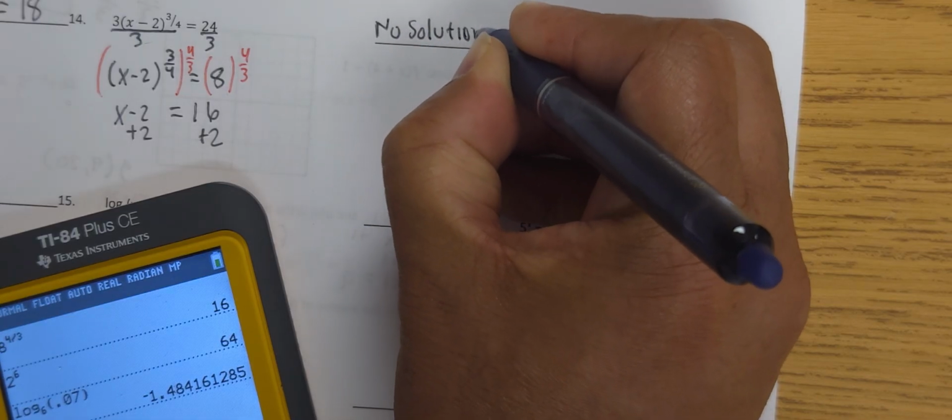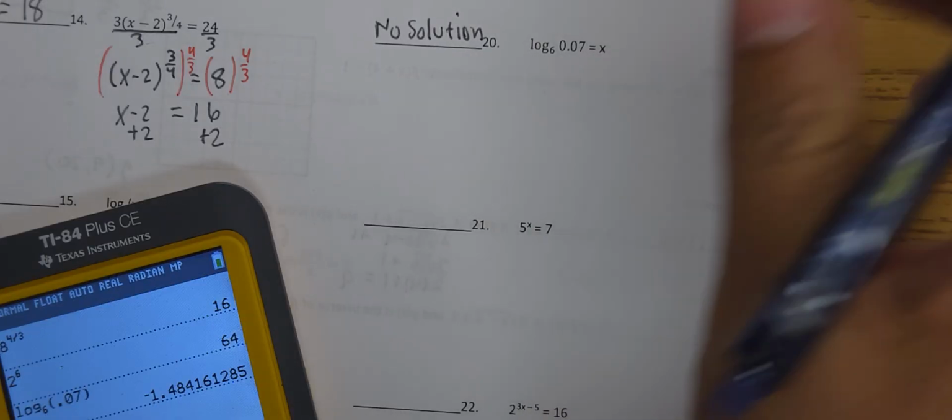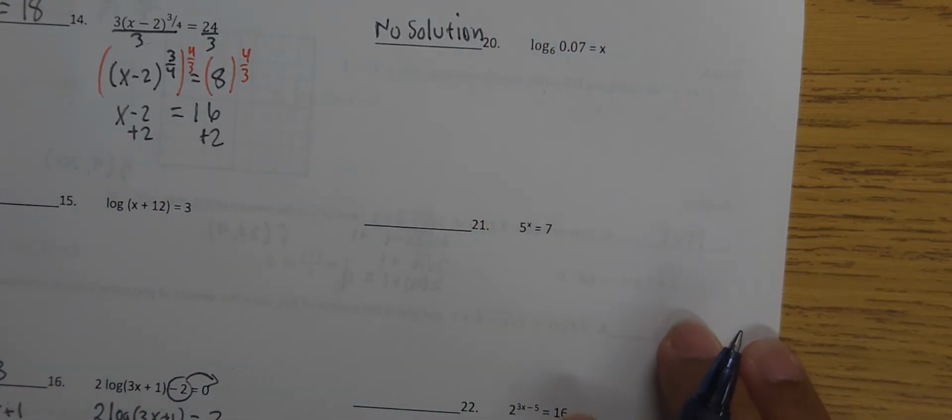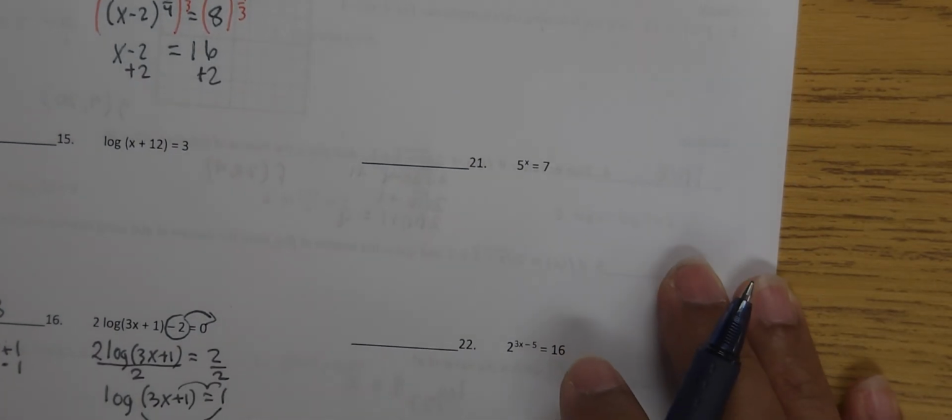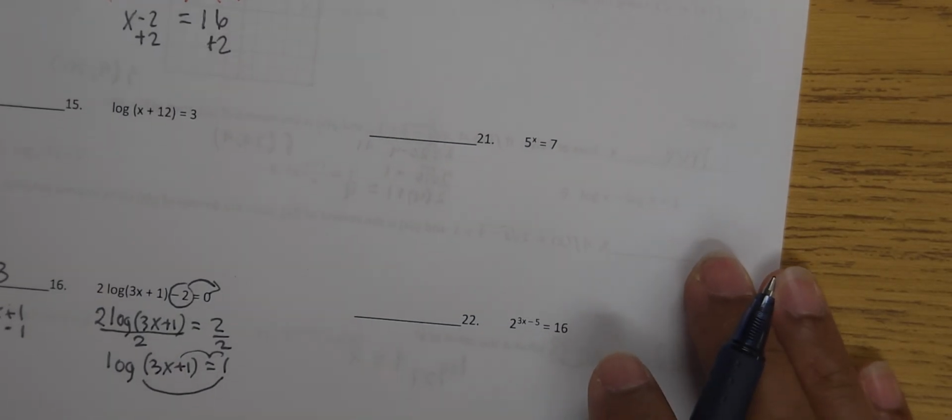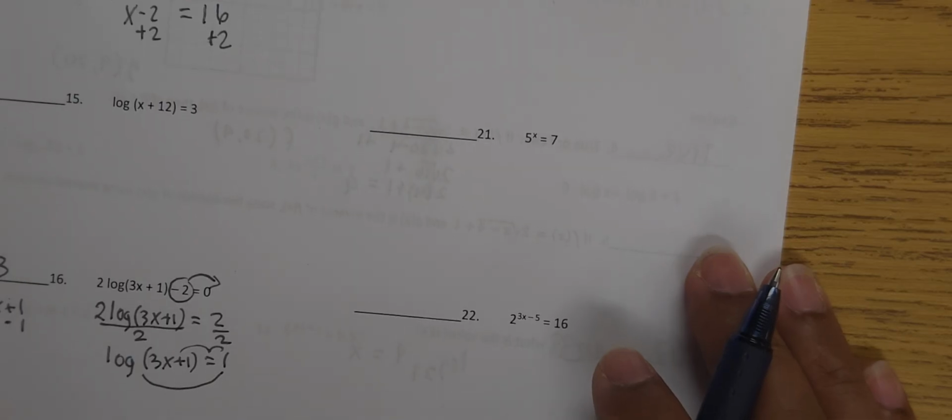Okay, don't forget that if you end up with a negative answer for a log, there is no solution, because negative numbers or 0 are not in the domain of the log: 0 because of the asymptote, and negative numbers because they are not in the domain of the function.